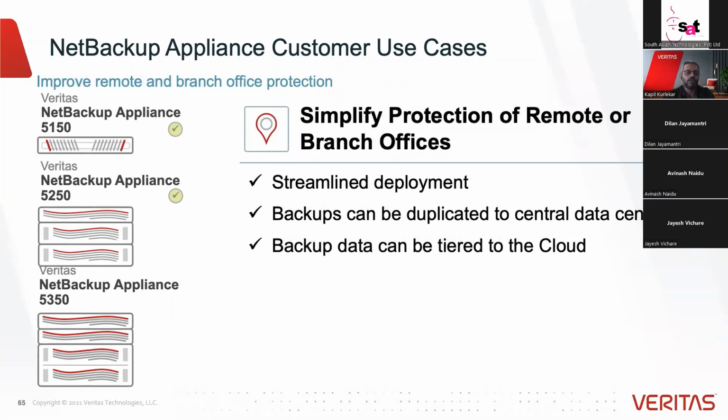Simplified protection of remote or branch offices. Now, again, this particular use case is supported by the NetBackup 5150 appliance as well as the NetBackup 5250 appliance. You can streamline your deployment. Backups can be duplicated to the central data center, right? The appliances residing on that particular branch office then pump in their data, or replicate their data, to the central location.